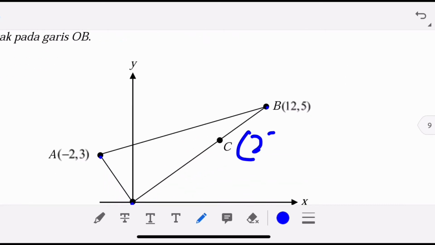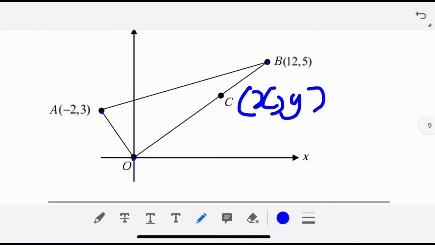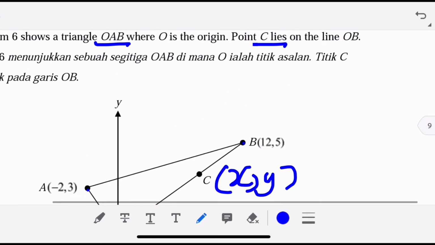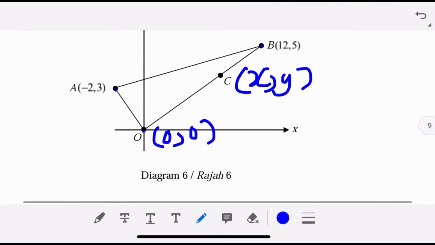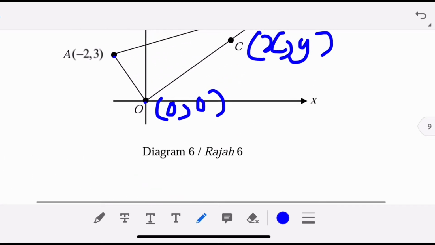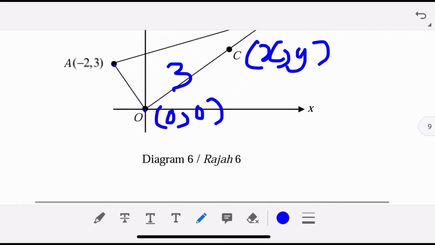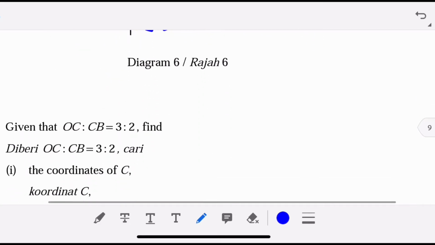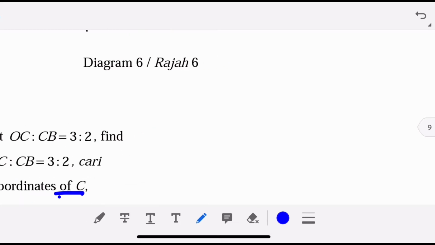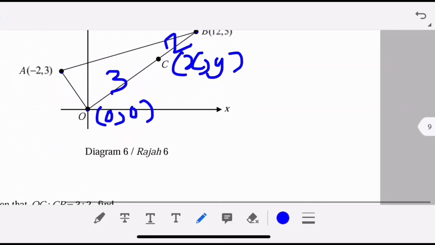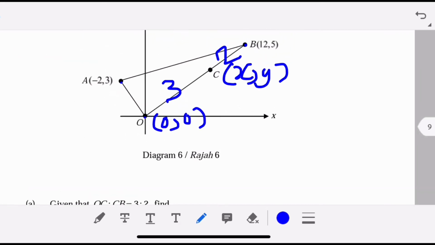So you're given a triangle and then they say point C lies on the OB, and the O we label as origin. So make sure you write it as 0, 0. And the points that are not given, we use unknown x, y. And we also label the ratio OC to CB as 3 to 2. So we label the ratio correctly on the line.